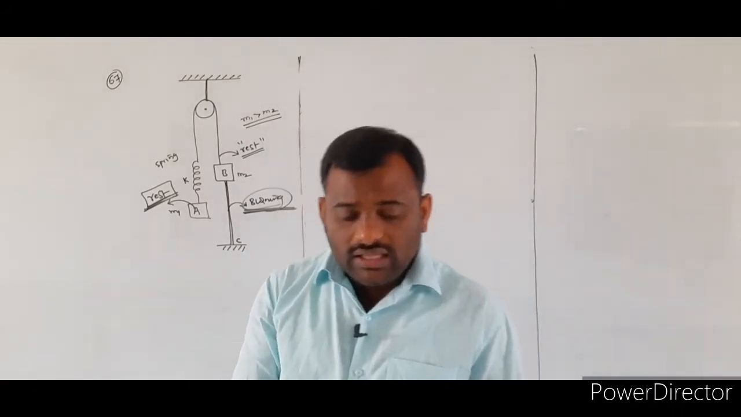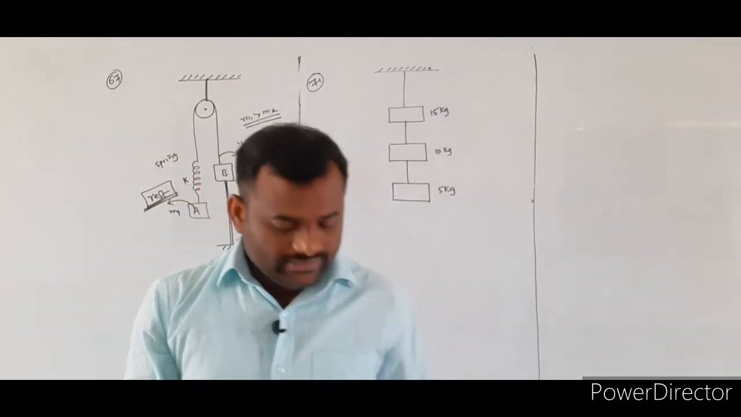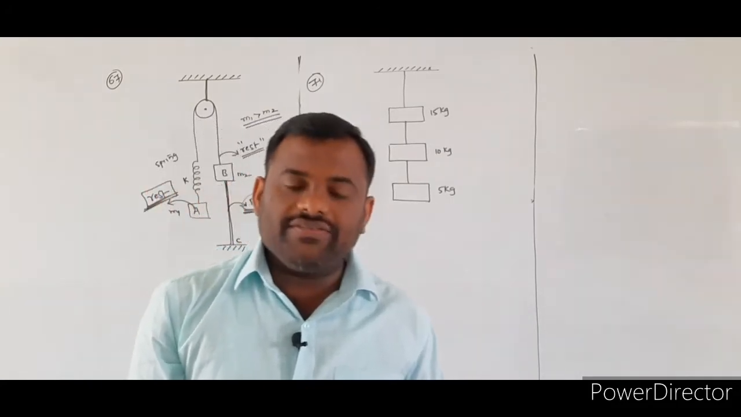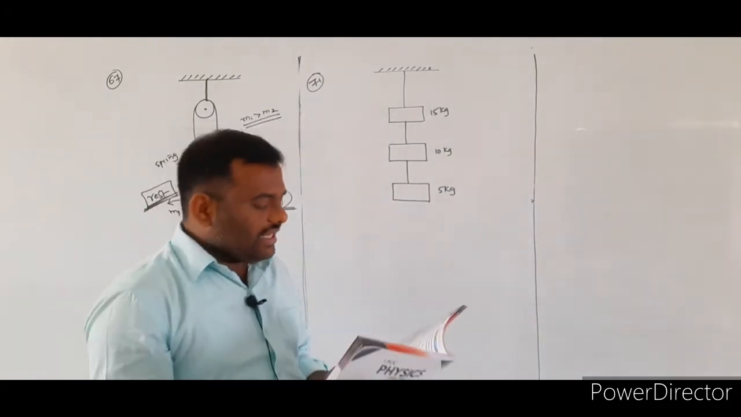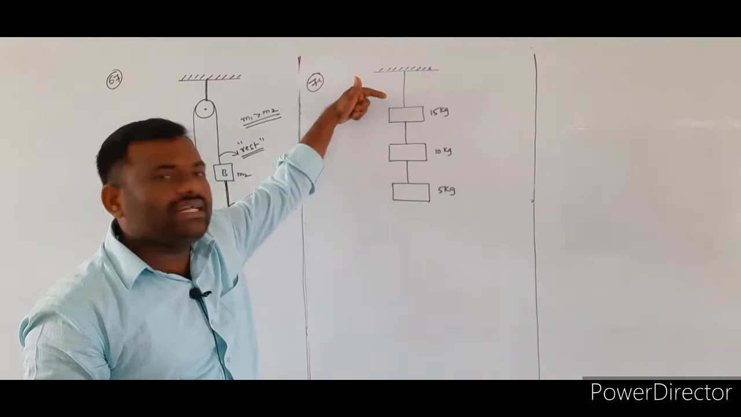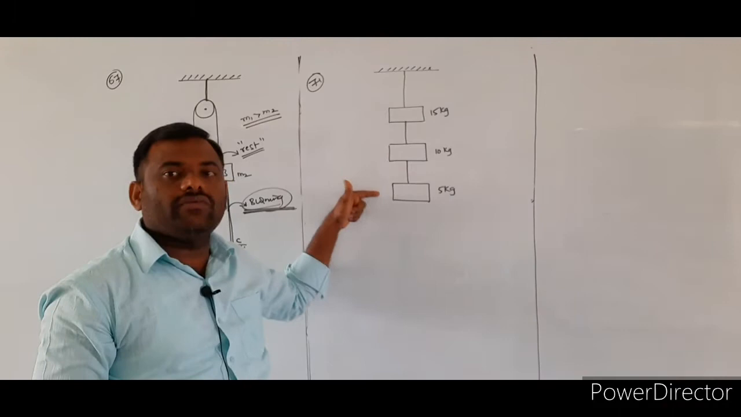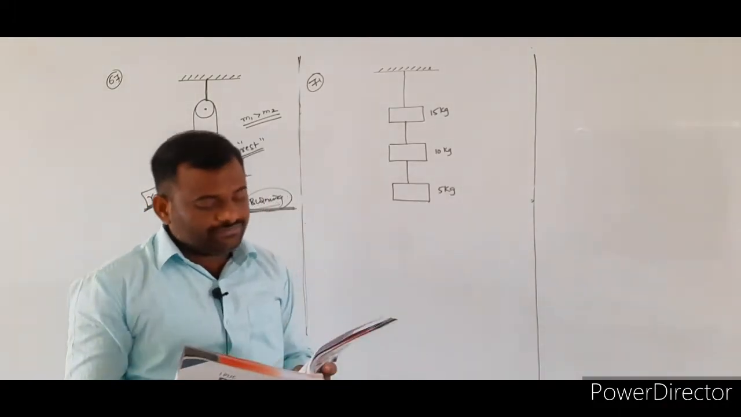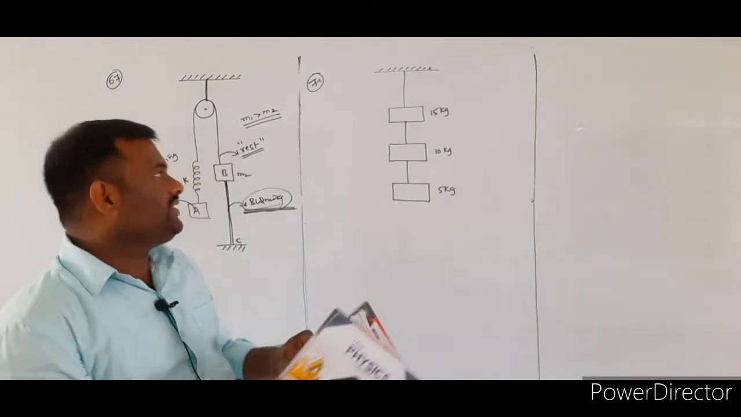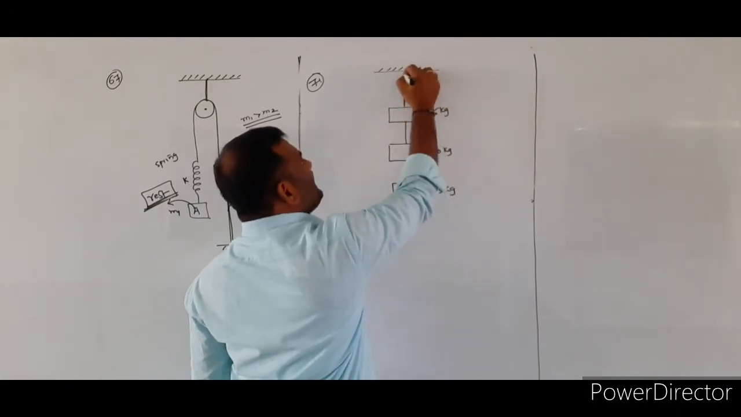Now 68, 69, 70 are also about problem number 71. See here. 3 masses of 15 kg, 10 kg and 5 kg are suspended vertically as shown in the figure. See here, this is a rigid support with the help of different strings. 3 different blocks are suspended vertically as shown in the figure. If the string which is attached to the support breaks, so this is the string which is attached to the rigid support.